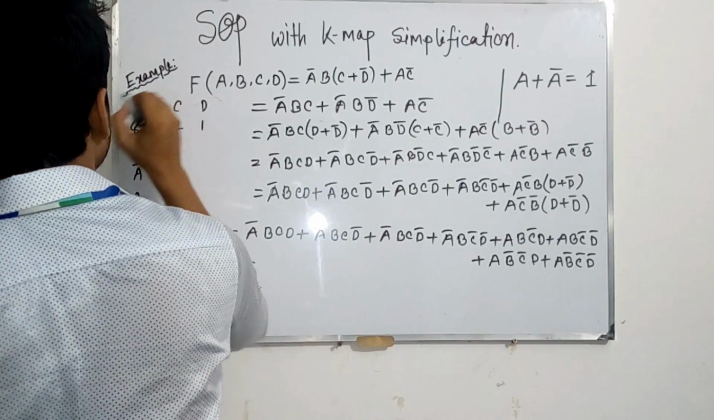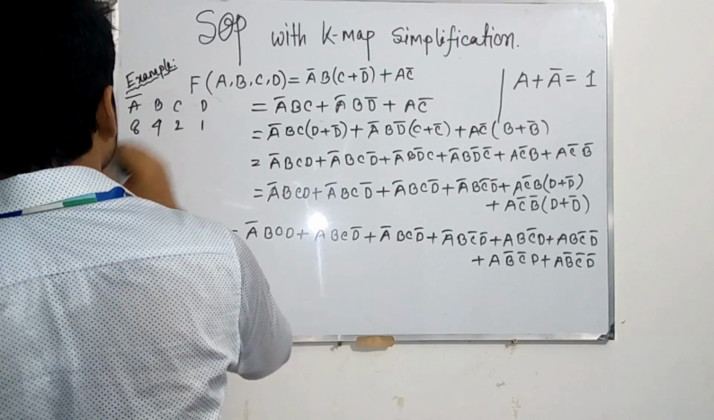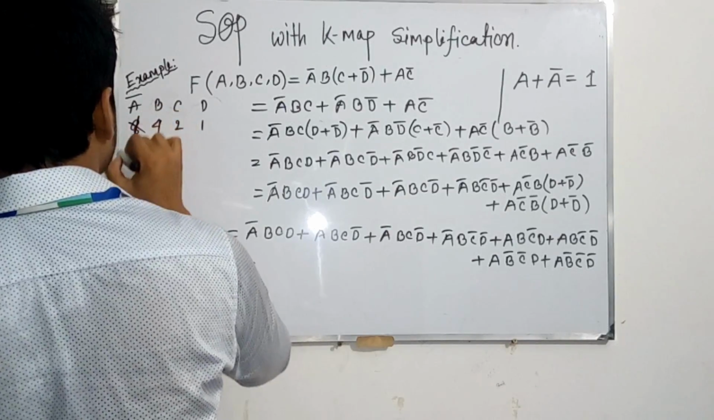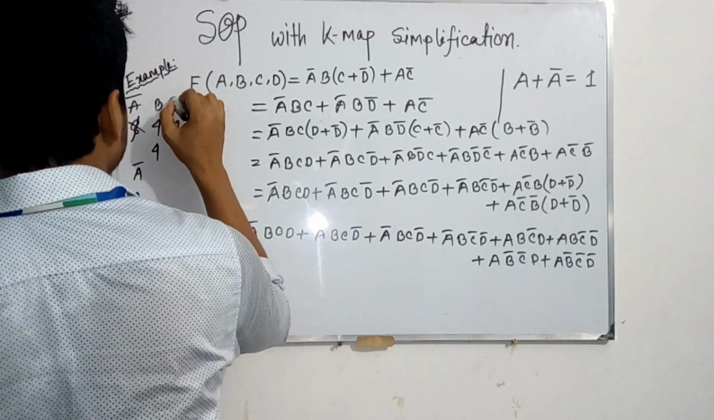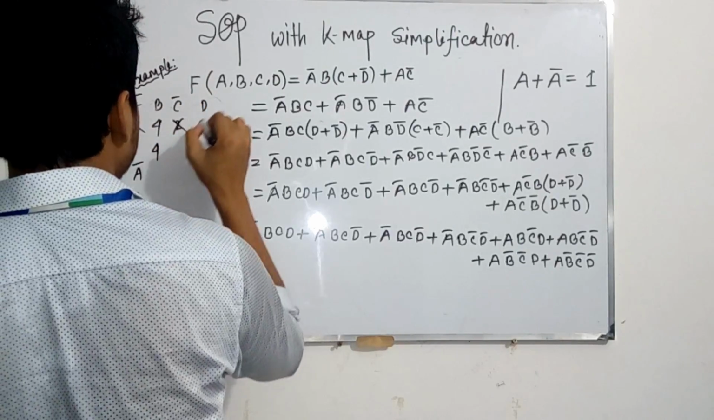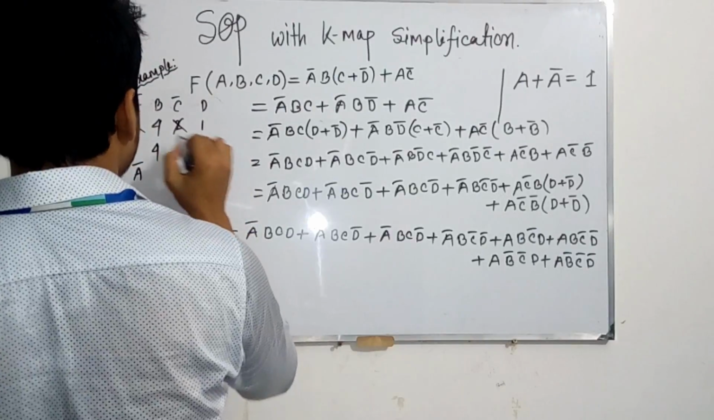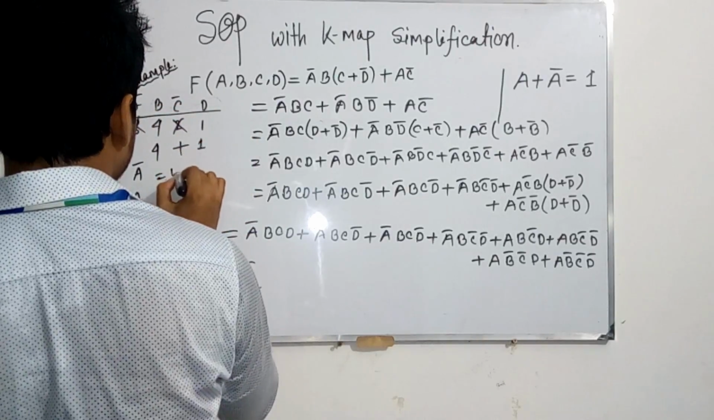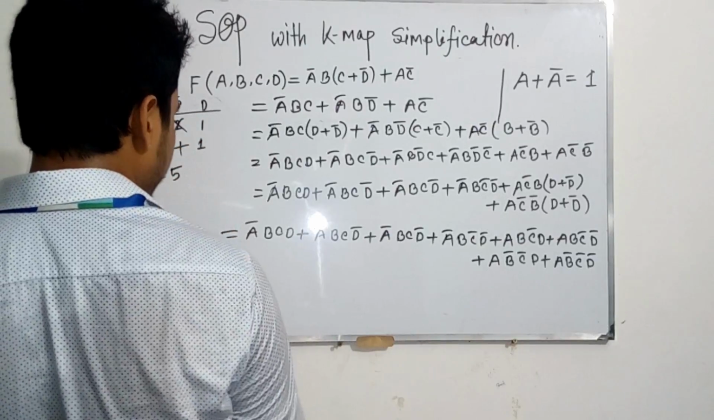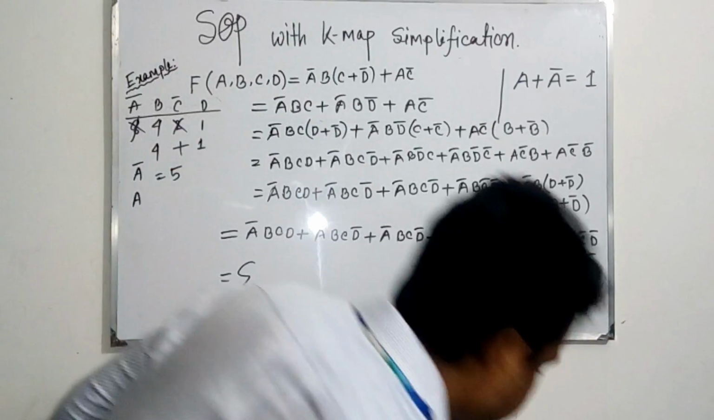That means if we put a bar on A, 8 is removed, but if we keep B the same, then we take 4. Suppose here is C bar, then we remove 2. Suppose here is D, so 1. So what is the total value for this equation? 4 plus 1 is equal to 5. So with these rules we have done this equation.